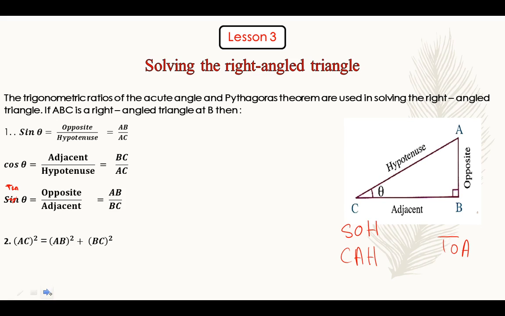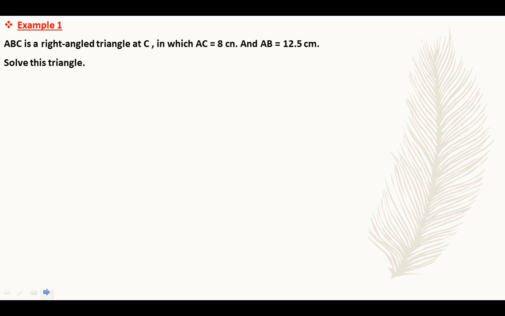Okay? Okay, let's go to our first example. Here in this example, we have ABC is a right angle triangle at C. So we will draw the right angle triangle ABC. Here is the right angle triangle, A, and C is the right angle, and here we have B. In it, AC equals 8 centimeter and AB equals 12.5 centimeter.